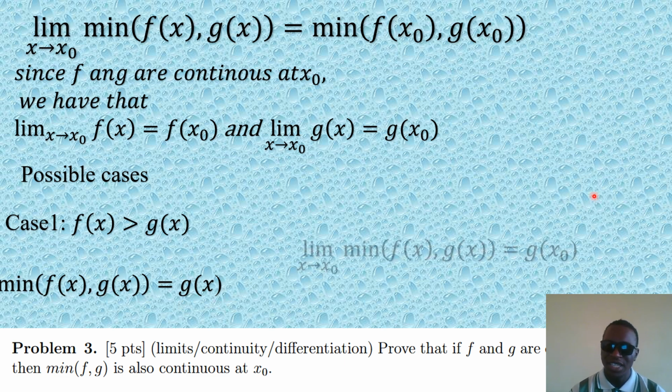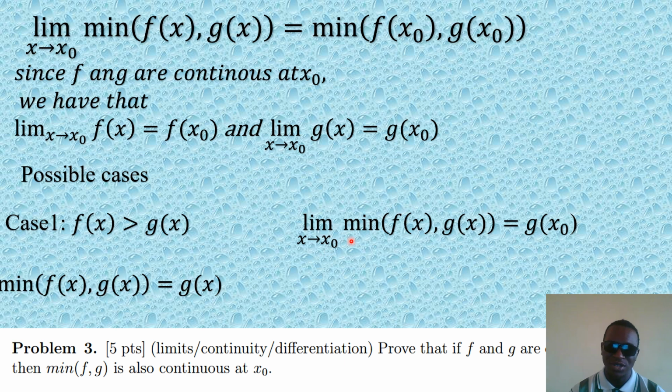So from here, it means that the limit as x tends to x0 of the minimum of f of x and g of x will be equal to the limit as x tends to x0 of g of x, because the minimum of these is g of x. And since g of x is continuous at x0, the limit will just be equal to the function value at that point, that's g of x0.